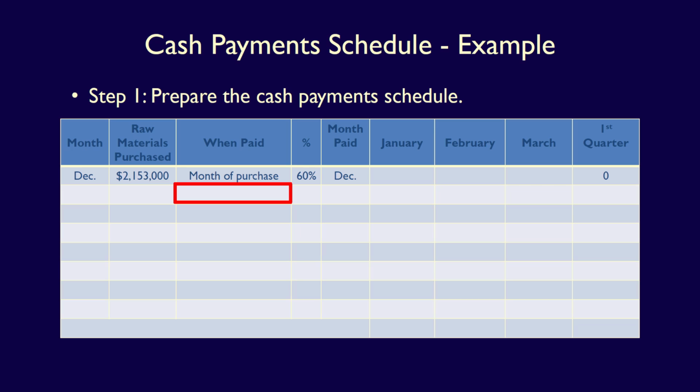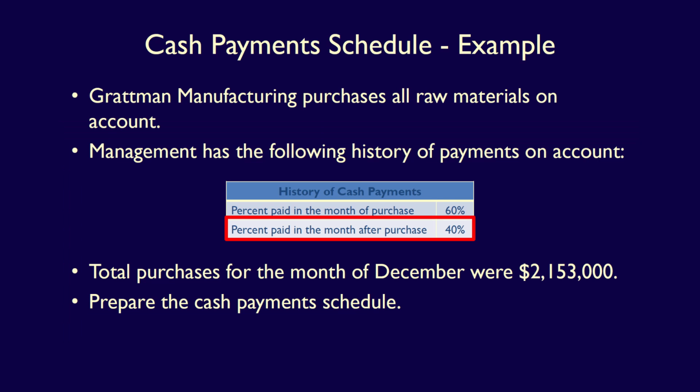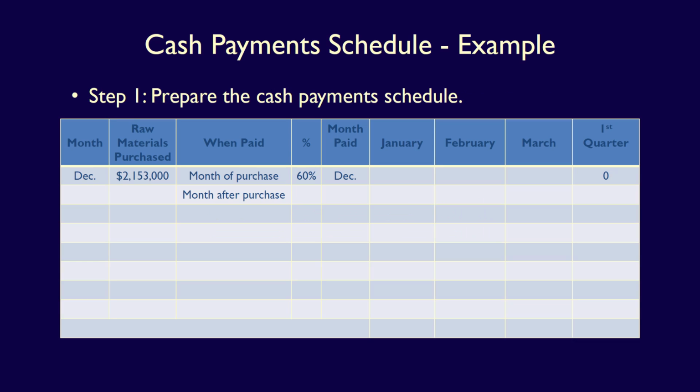We are still working on December, and the raw material purchases are still $2,153,000, so I don't bother copying these down. However, I do need column 3, when paid, which we get from the history of payments. A total of 40% of raw material purchases made in December will be paid in the month after purchase, so I add the month after purchase in the when paid column. I then add the percentage paid, which is 40%. So 40% of December raw material purchases will be paid in the month after purchase.